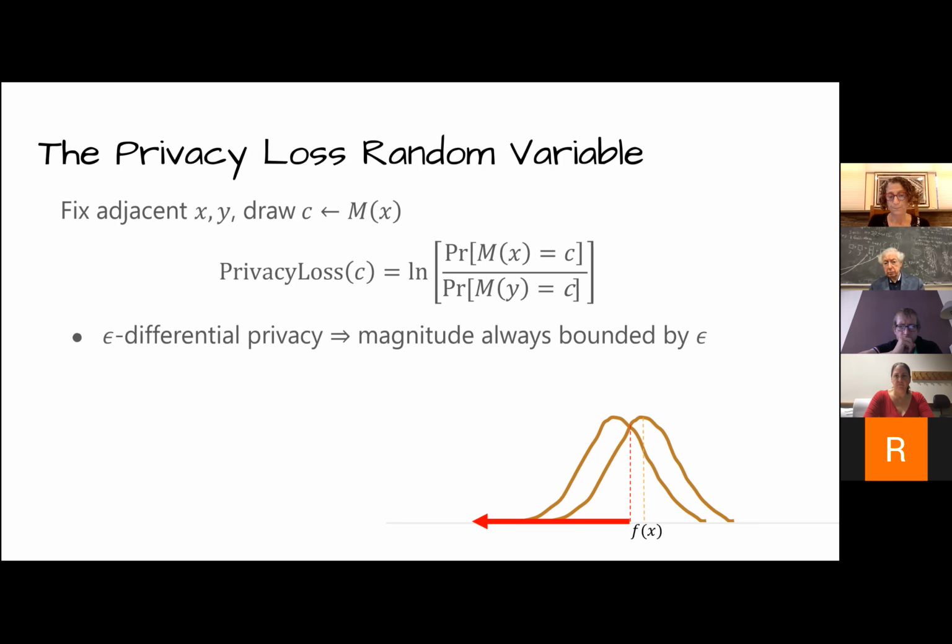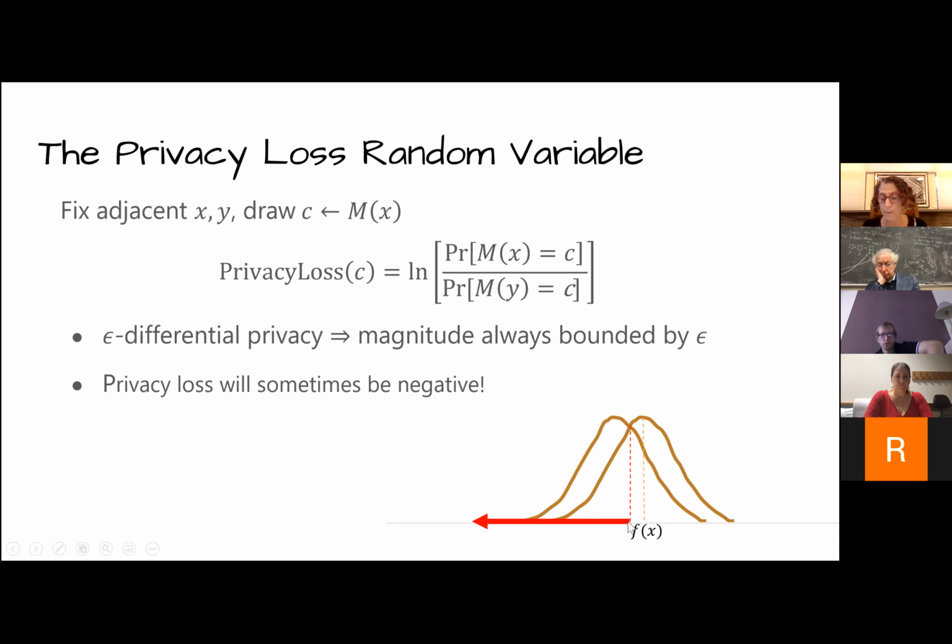Now, when we're using an epsilon differentially private algorithm, the magnitude of the privacy loss is always bounded by epsilon. Notice that sometimes the privacy loss can be negative. This is a log of two probabilities. When the numerator is larger, this is going to be positive. When the numerator is smaller than the denominator, the privacy loss will be negative. So in this picture, the privacy loss is negative for every outcome under the red arrow. Once we get to this point, if the database is X, the probability of seeing these points is smaller than when it's Y. Those are the cases where we get negative privacy loss.